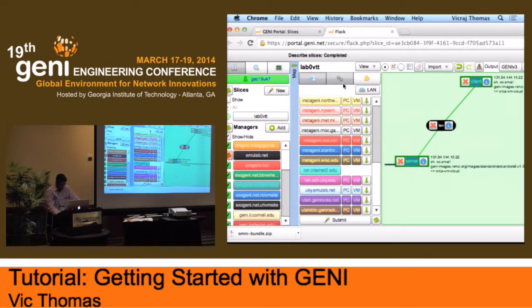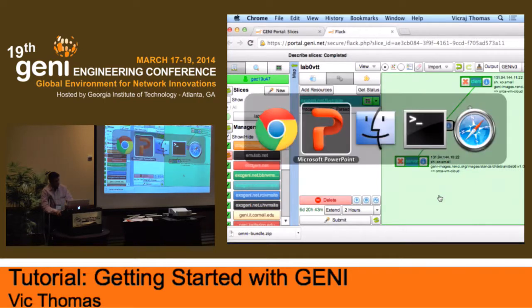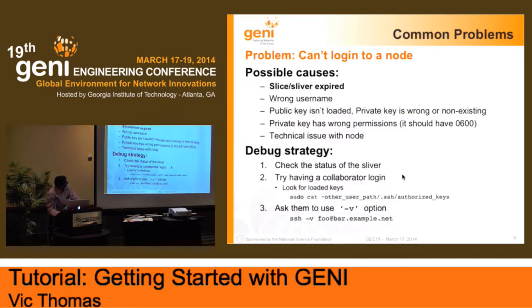So my resources here will expire in 6 days and 20 hours and 44 minutes. And if I want, I can extend my resource reservation by 3 days, 1 day. Different aggregates have different policies on how long they will let you extend your resource. So if you use Omni, you have the handy option of as long as possible. So extend my resources as long as possible. Okay. So that's the most common reason when people say my resource disappeared, it's because they have expired. We talked about expiration. I'm not going to spend time there.